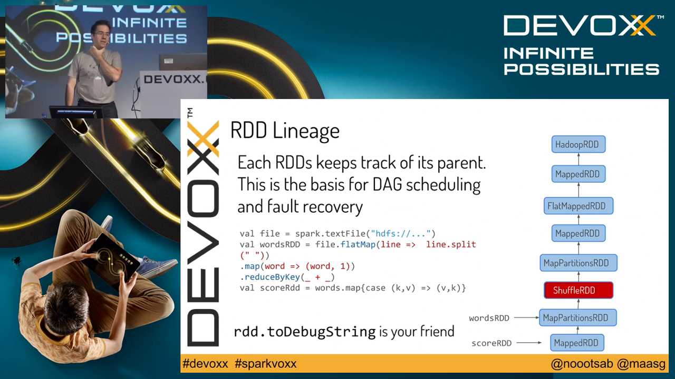So when we build up that pipeline, we actually build up a lineage, and that lineage will be broken down into operations that we can then pipeline together. And the shuffle RDD here that I put in red will be the one that reorganizes the data in the lineage and puts it into different partitions.